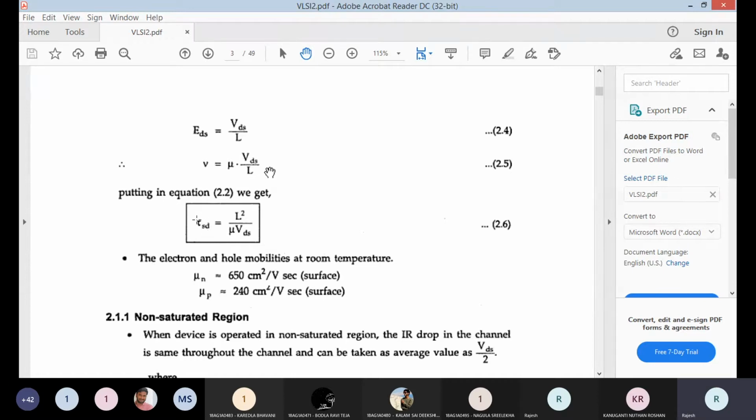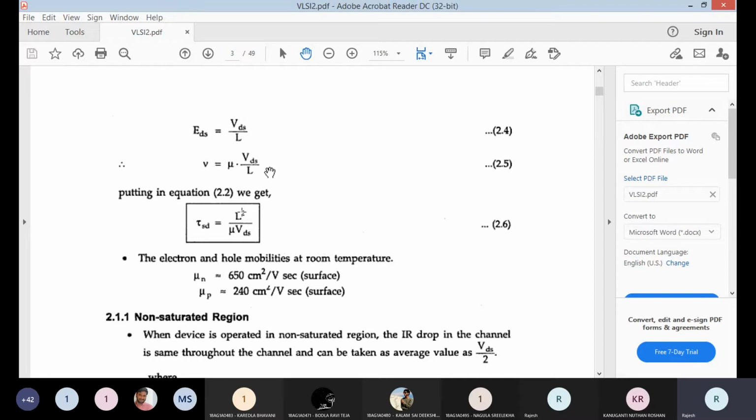Tau is nothing but L by V. If you remember, tau is equal to L by V. So there is an L, and V we already got here. What is V? Mu into VDS by L. So L goes to the numerator and becomes L into L, L square. So the final definition for transit time is tau SD is equal to L square by mu into VDS.